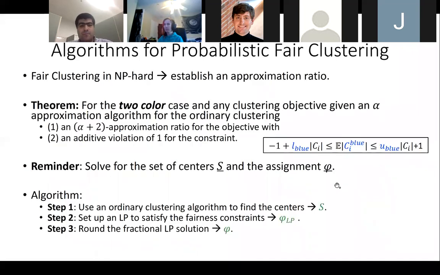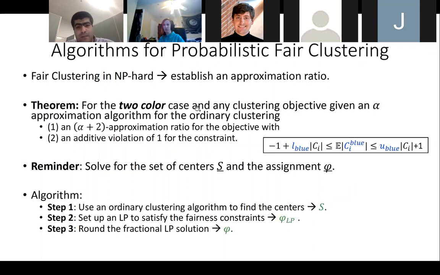Okay, so now let's talk about our algorithms for probabilistic fair clustering. Now, the first thing is that fair clustering is NP hard, and the hardness of fair clustering follows from the hardness of the unconstrained version of clustering. So all of the clustering objectives, k-center, k-means, and k-median, they're all NP hard. So what we're looking for is an algorithm with some form of approximation ratio, not an algorithm that solves the problem exactly. We have the following theorem for the two-color case.